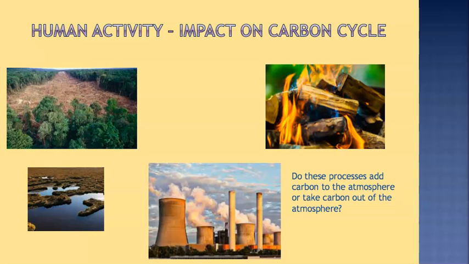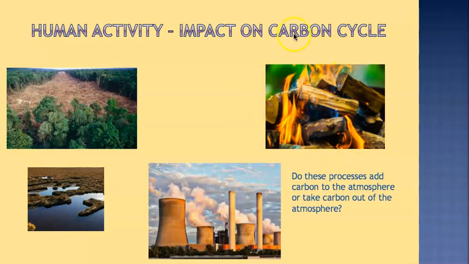Okay. Right, so moving on then, we're just going to quickly look at the human activity that has an impact on the carbon cycle. So hopefully you'll recognise at least 3 out of 4 of these diagrams. So the top left-hand corner there, we've got deforestation.